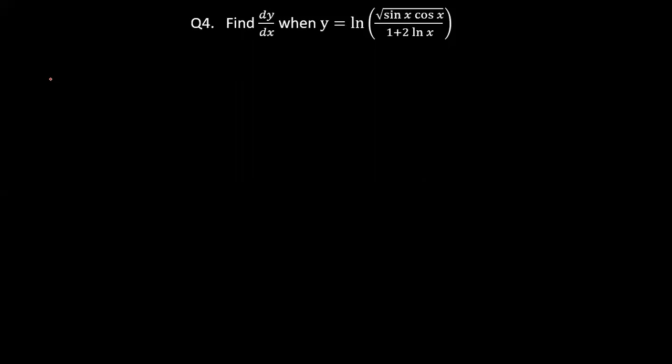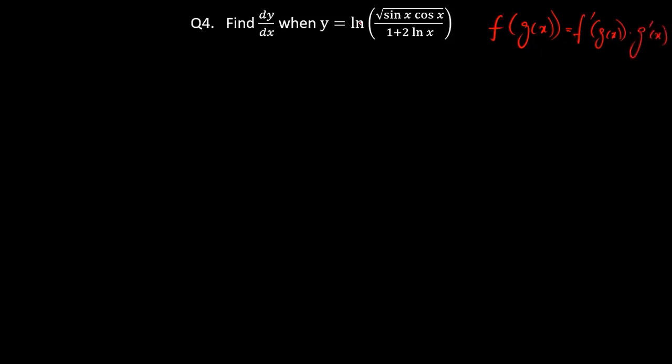This is question 4, from section 3.8, and we need to compute dy by dx when y is equal to the natural log of some function. We know how to compute this in several ways. We can use the chain rule, or the outside-inside rule: if we are given f of g of x, we differentiate it as f dash of g of x, and then multiply by the derivative of g of x.